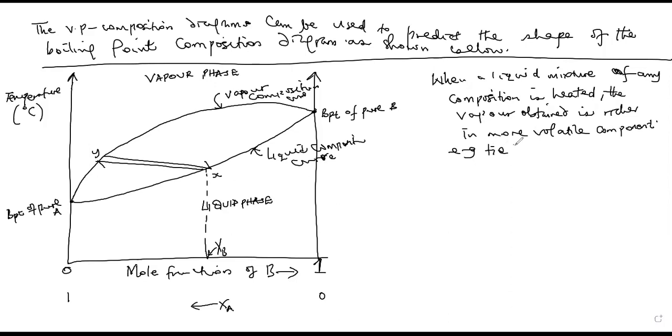The tie line, we call the tie line XY. This is what we call the tie line, okay? It shows liquid vapor equilibrium. So that's why I was saying that one can show it as the liquid vapor equilibrium.